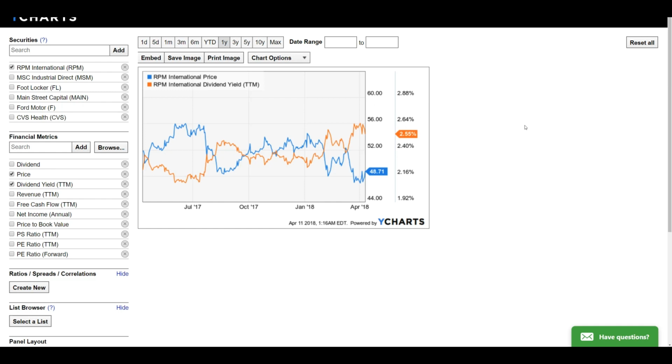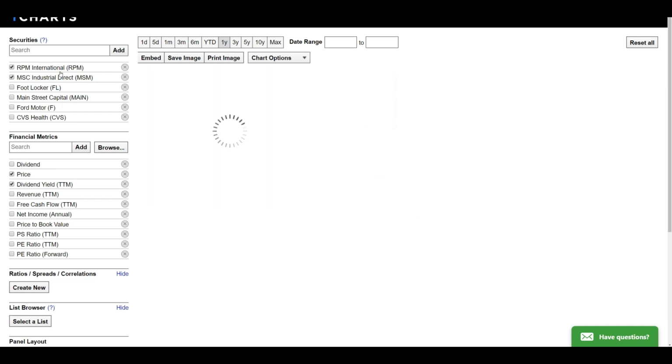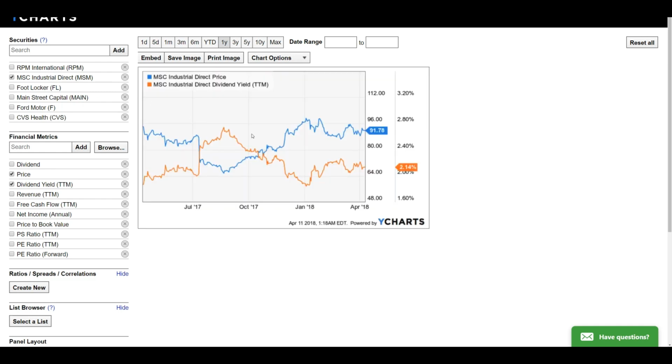So again, 2.55 yield over price. Here with MSC Industrial, we have price over yield. This one could be a good bargain, but right now price is over the yield. And there were times between July and October where you could have bought this stock at a 2.5% yield, but now you're getting it at a 2.14. So it may not be a bargain price.